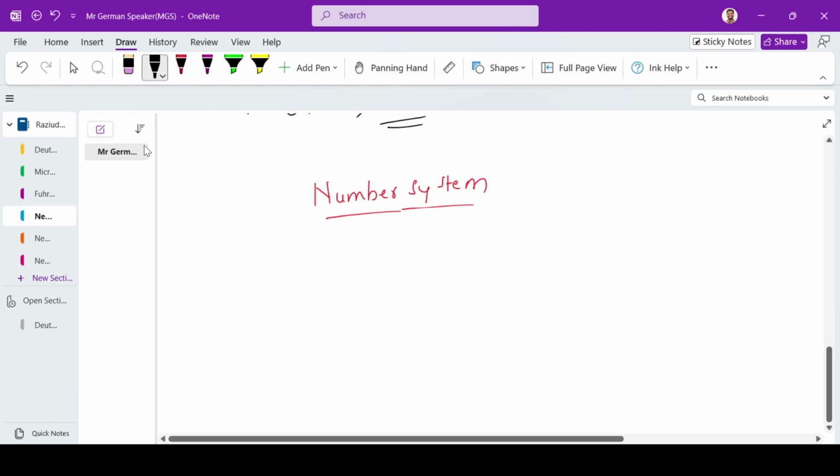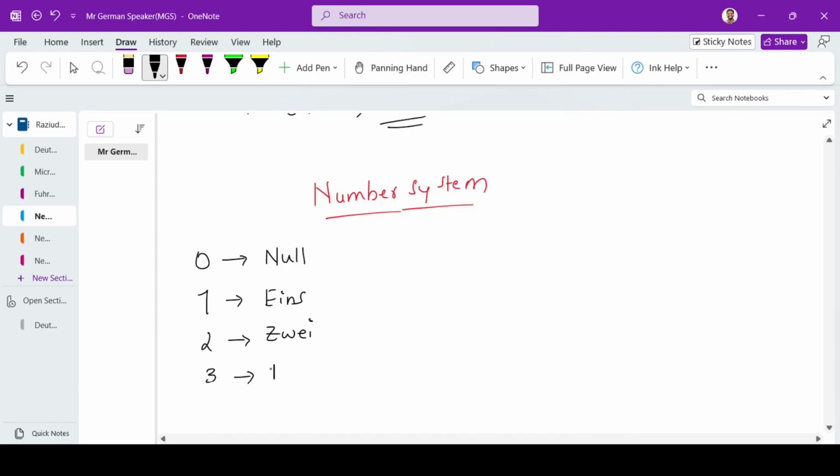In the German number system, we write 0 as null, 1 as eins, 2 as zwei, 3 as drei, 4 as vier.